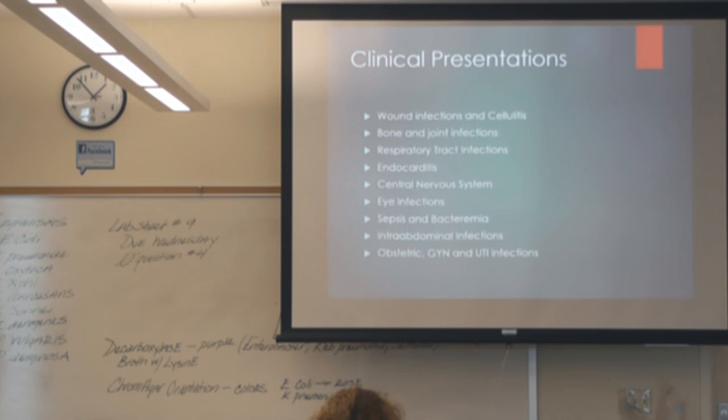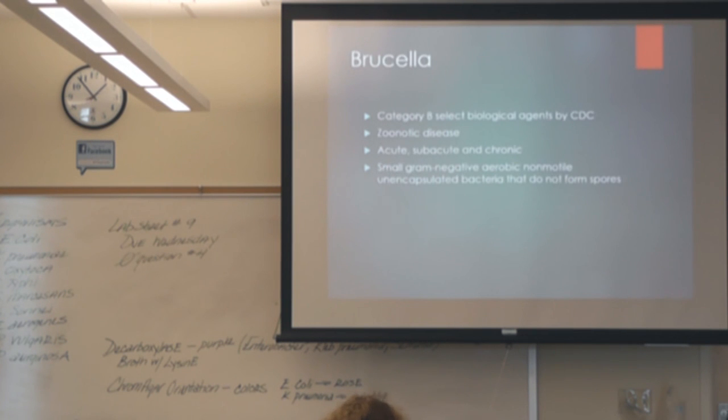Clinical presentations. You got a lot of them here. I would highlight this slide as a possible short answer type deal, where I ask you to give me maybe 3 or 4 of these on a short answer. So you have a variety of infections on this. All right, Brucella, category D by the CDC, which is not good. Zoonotic disease again, and then you also have stages of this one that's acute, subacute, and chronic.